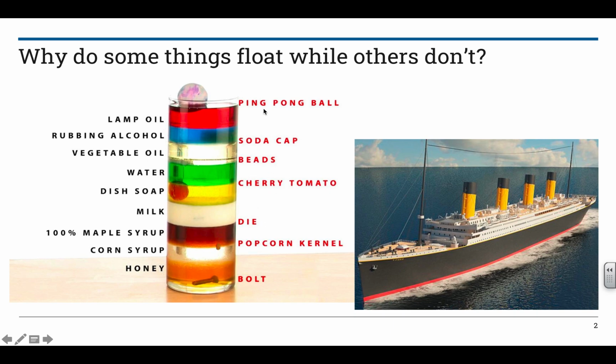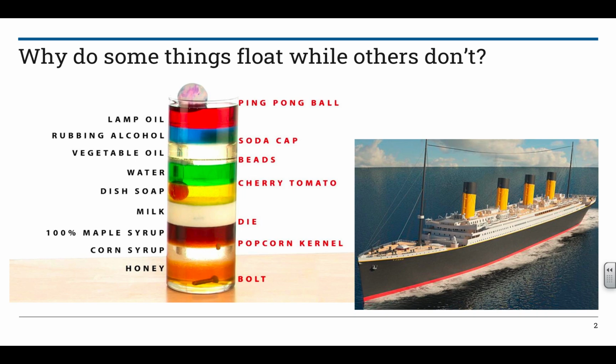And then these are all solids, like a ping pong ball. Well, that one's on top. But the soda cap, you can kind of see it's right there. Some beads are floating in this layer. There's a cherry tomato. There's a die, even though you really can't see it. A die is the singular form of dice, popcorn kernel, or a bolt, right? Or why does a ship float? Why does the Titanic float?